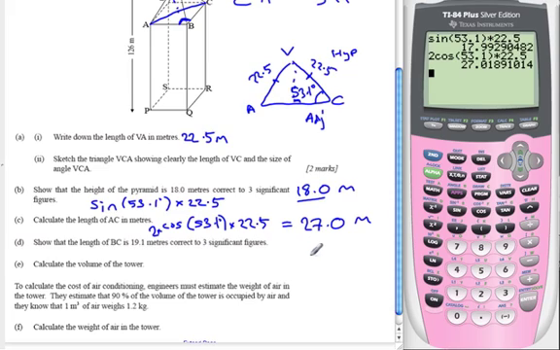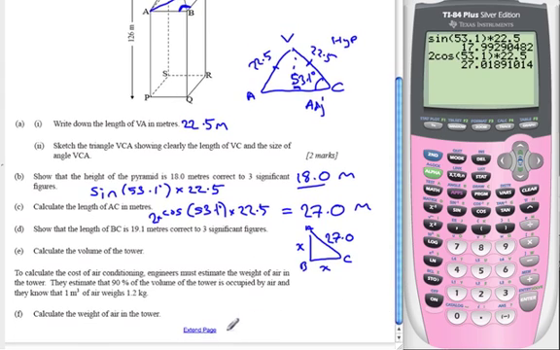So let's just draw a diagram, and it's a square base. So call this X, call this X. Just so you know what I'm drawing, this is B, this is A, this is C, and this is 27.0. So bit of Pythagoras here.